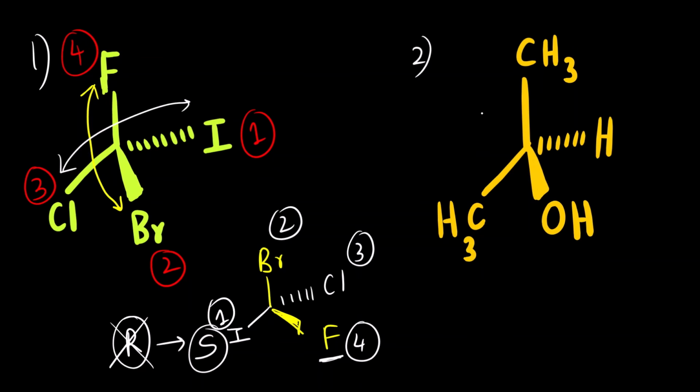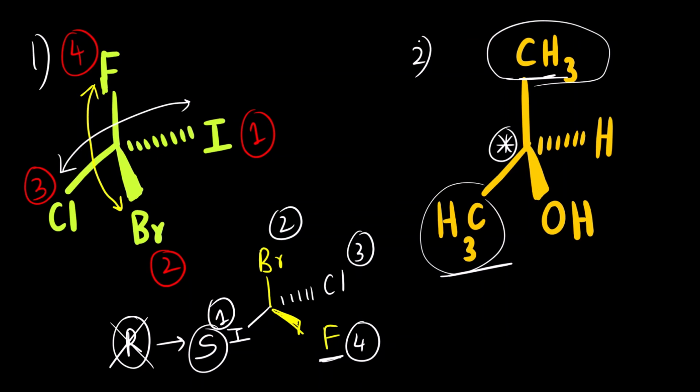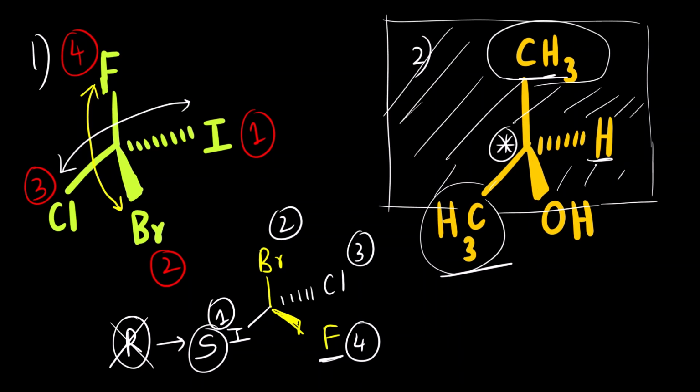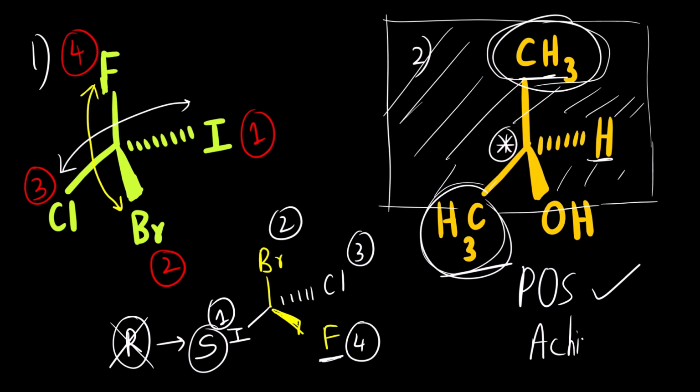Now the second one. Here, is this a chiral carbon? No. We had seen the condition for a carbon to be chiral: there should be 4 different groups. Here 2 groups are the same, so there is a plane of symmetry like this, passing through the hydrogen and OH. This methyl will be reflected by this plane. So the plane of symmetry is present, so this is achiral. For an achiral molecule we cannot assign RS configuration.